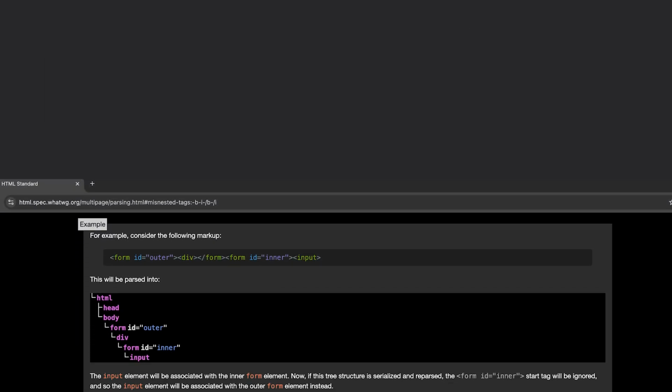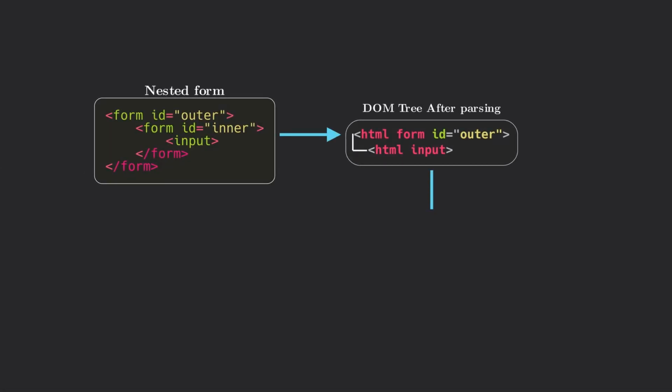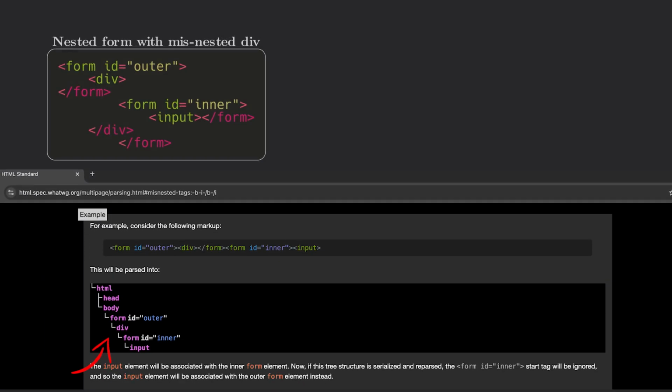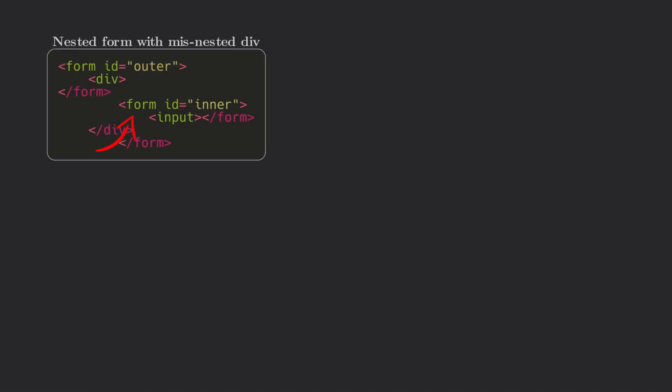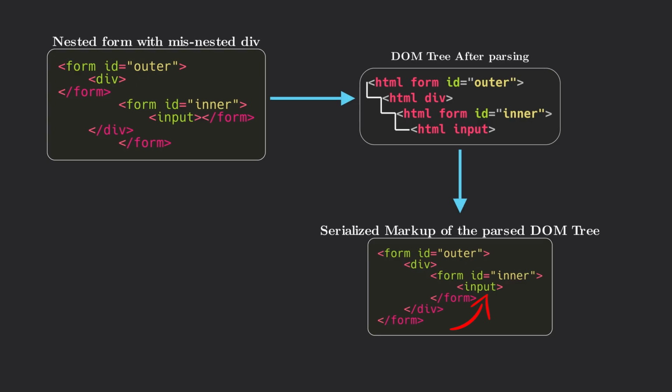Let's see an example straight from the HTML specification itself. According to the spec, a form cannot have another form inside it. So if you try this, the inner form will be completely removed during parsing because an input tag cannot belong to two forms. But interestingly, the specification also includes an edge case where nesting a form inside another form is possible in particular cases. Here's that particular case. In this HTML, the forms are not nested, but there's a misnested div tag. It could be any other tag, but let's use div. To handle this case, when this HTML is parsed, the DOM tree will have a nested form due to the misnested div tag, and the input tag becomes associated with the inner form.